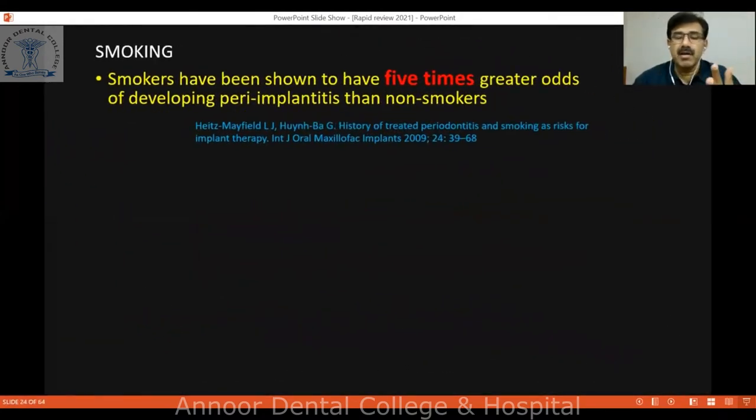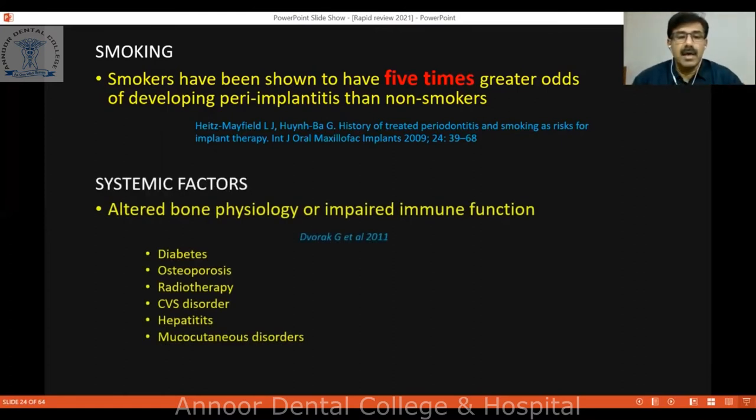Third risk factor, as with periodontitis, is smoking, an important risk factor, and smokers have five times more chance of developing peri-implantitis than non-smokers. Any systemic factors which have an effect on the bone physiology or which impair immune function have got a significant role, or are a potent factor for the development of peri-implantitis. All these diseases which alter the bone physiology, diabetes, osteoporosis, all these are risk factors for development of peri-implantitis.